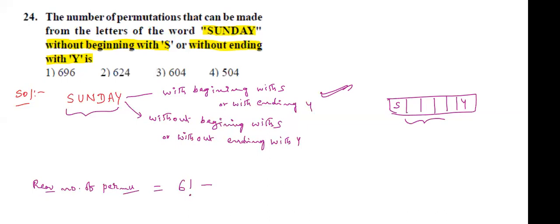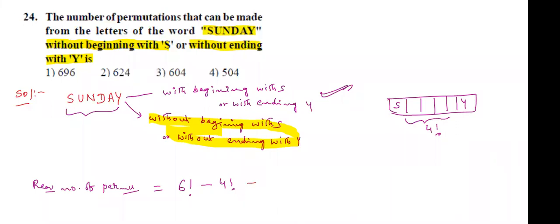How many chances are there? Observe here. This is only 4 factorial. So out of 6 factorial we subtract 4 factorial. You will get this part. In the total permutation, observe that there are arrangements with beginning with S, with ending with Y, and without beginning with S, without ending with Y, 2 chances. Out of that, beginning with S, ending with Y, I am going to subtract. Remaining are without beginning with S, without ending with Y only. I'm going to reverse the process.